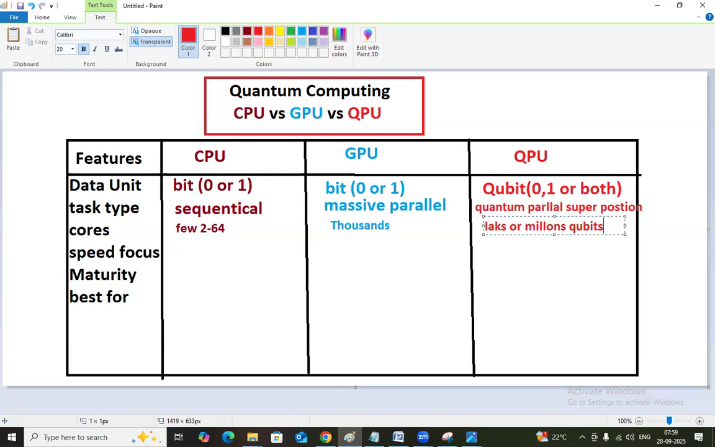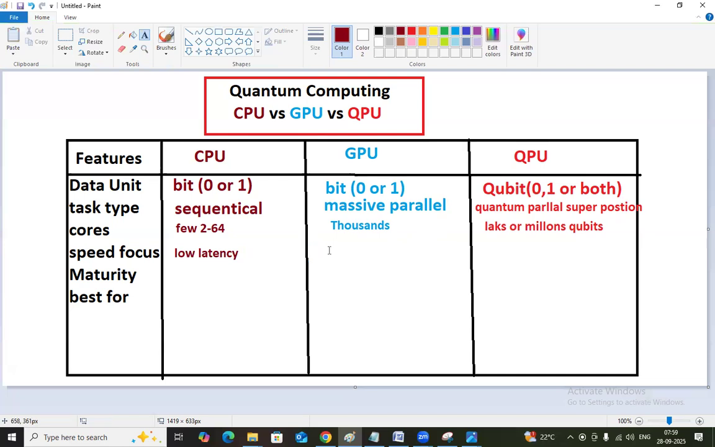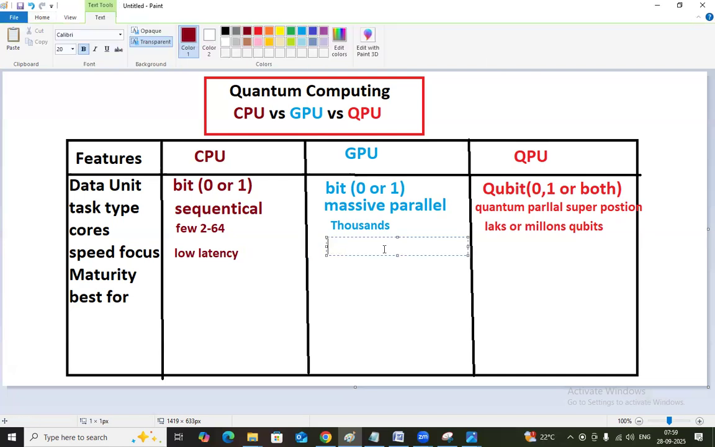Coming to the CPU, speed focus: low latency. Basically, speed focus for this is low latency. Okay, low latency. Coming to the GPUs, high.